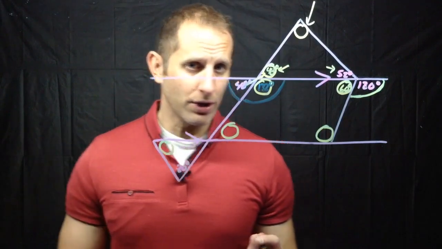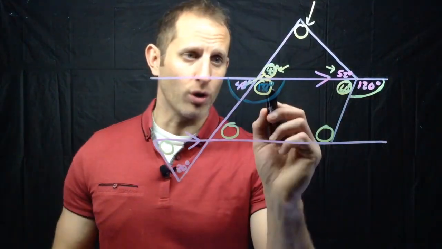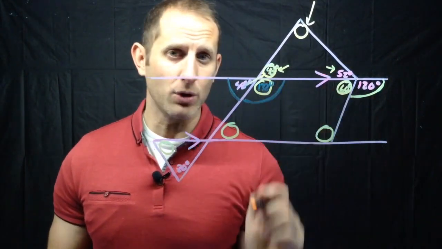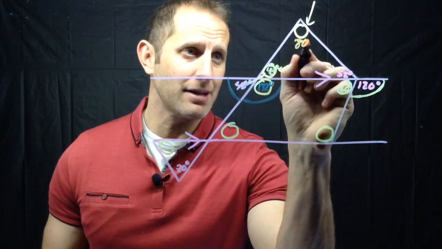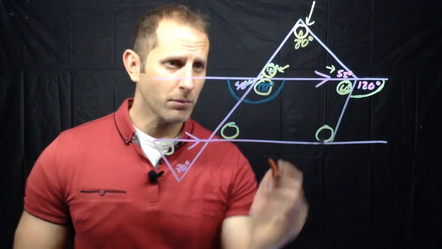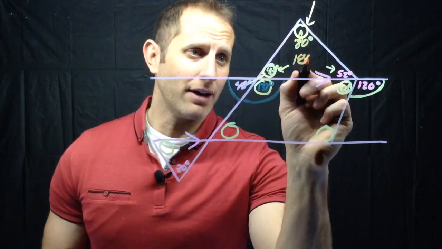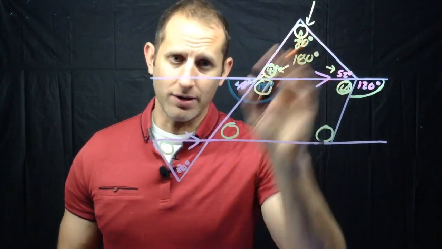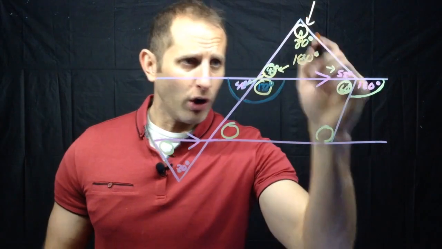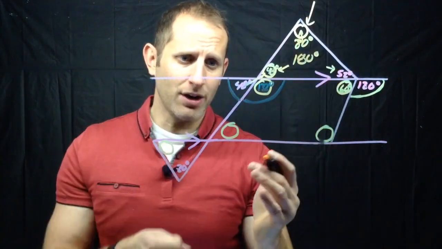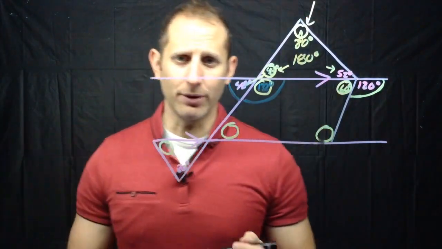So without measuring using a protractor, I know for sure 48 and 52 is 100. My missing angle has to be 80 degrees right here, because 48 plus 52 is 100, plus 80 is 180, and I know that 180 degrees are inside of a triangle. So I've solved this triangle. Let's get back down here to our quadrilateral.